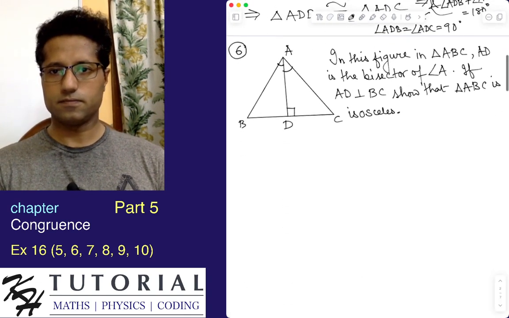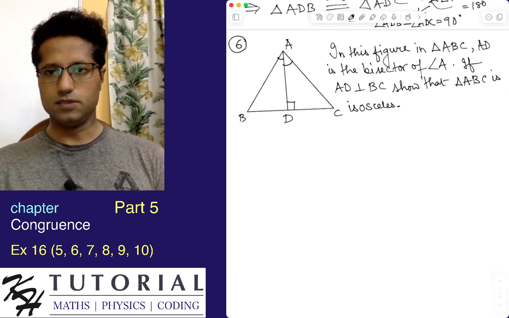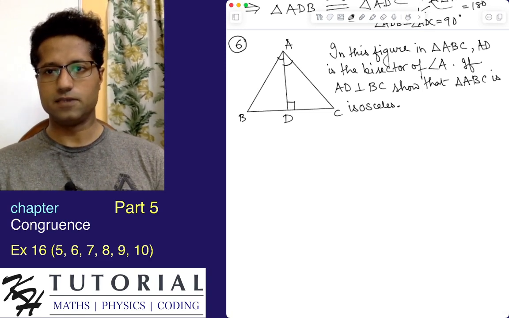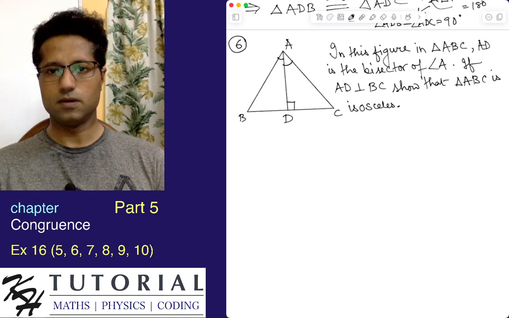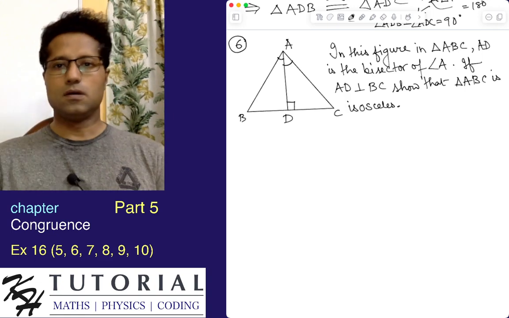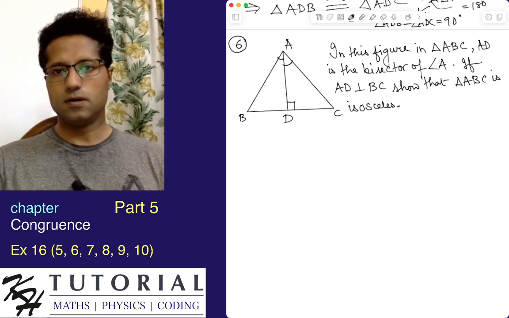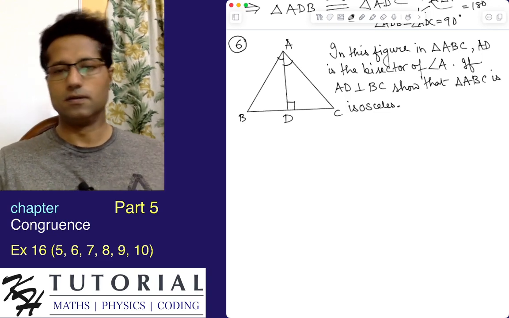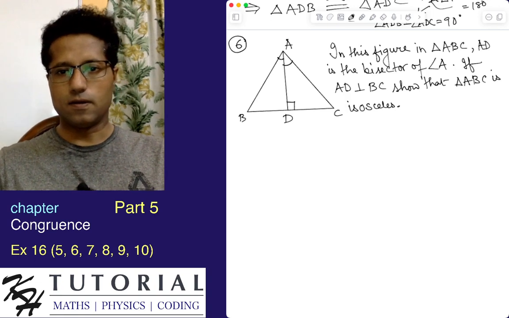Question number 6. In this figure, we have triangle ABC. AD is the bisector of angle A. If AD is perpendicular to BC, show that triangle ABC is isosceles, meaning two sides of triangle ABC must be equal.